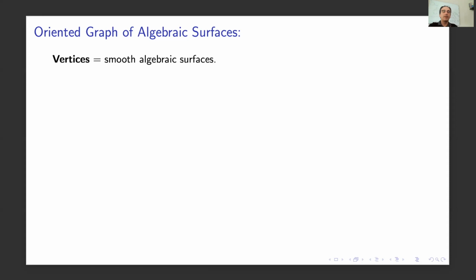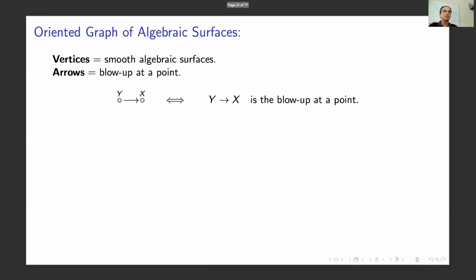The only thing to keep in mind is that this graph is huge. It's really very, very big. And we have many, many connected components, as we will see in a few minutes. Okay, so you can imagine what the vertices are going to be. The vertices are going to be smooth algebraic surfaces. So each vertex is a smooth projective variety of dimension 2. And again, we're working with the complex numbers, although what I'm saying now really makes no difference on which field you work on.